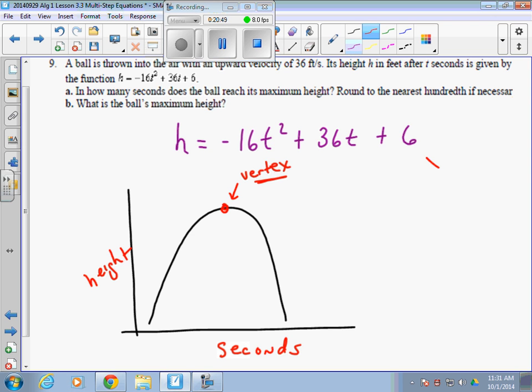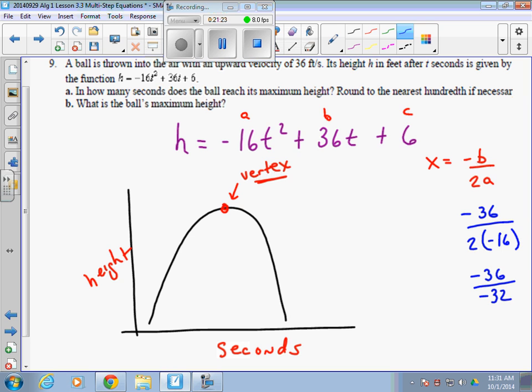Find x's value. x is still equal to negative b over 2a. So you know that this is a's value, this is b's value, and this is c's value. Negative b would be negative 36 over 2 times a. We know a's value is negative 16, so 2 times a would be negative 32. Negative 36 over negative 32. A negative divided by a negative is going to be a positive.